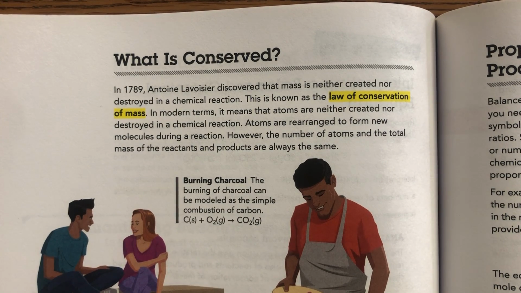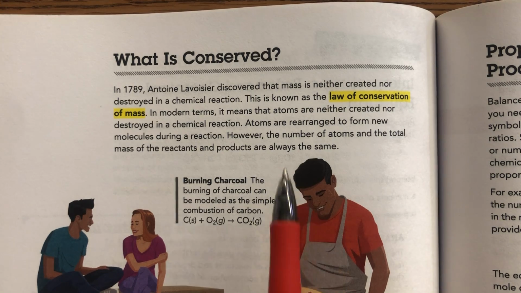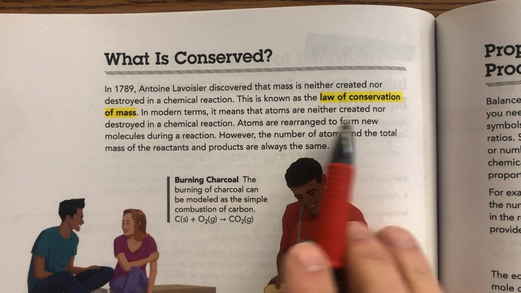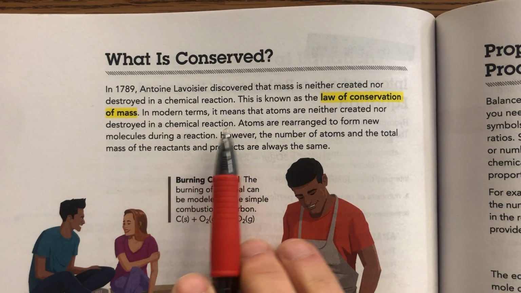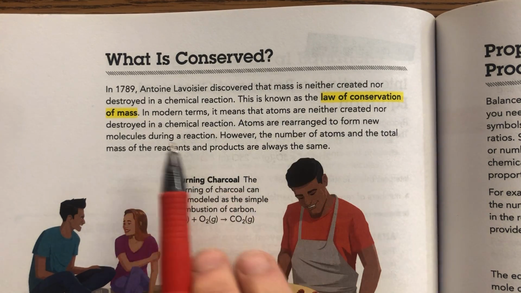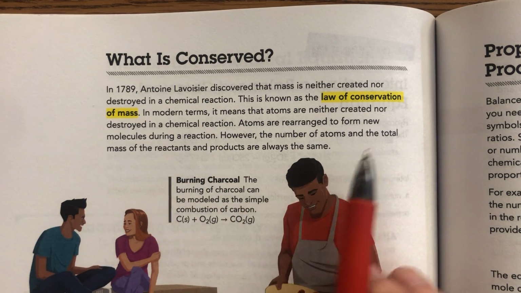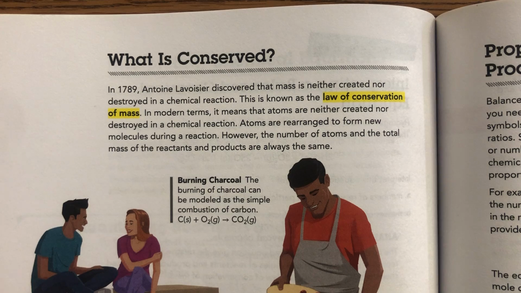We're going to be talking about conservation of mass, and we're doing it in terms of stoichiometry. We've learned this previously in chapter 6, but we're going to go in a little more depth. This is known as the law of conservation of mass. In modern terms, this means that atoms are neither created nor destroyed in a chemical reaction. You should remember this from last chapter, but I'd like you to write down this definition just as review.